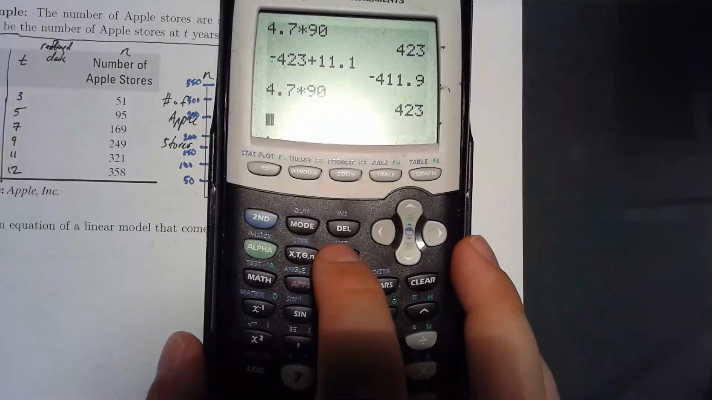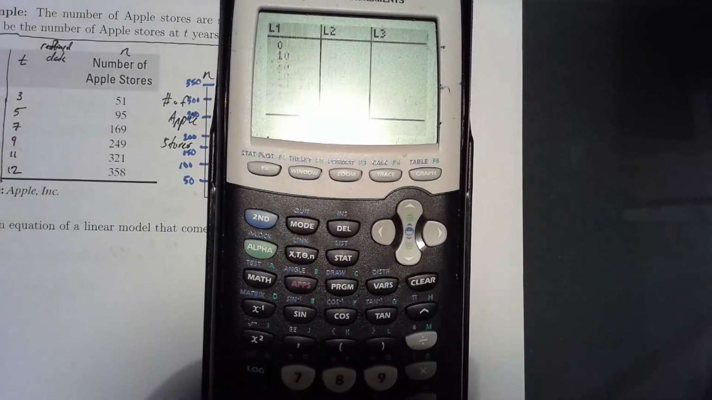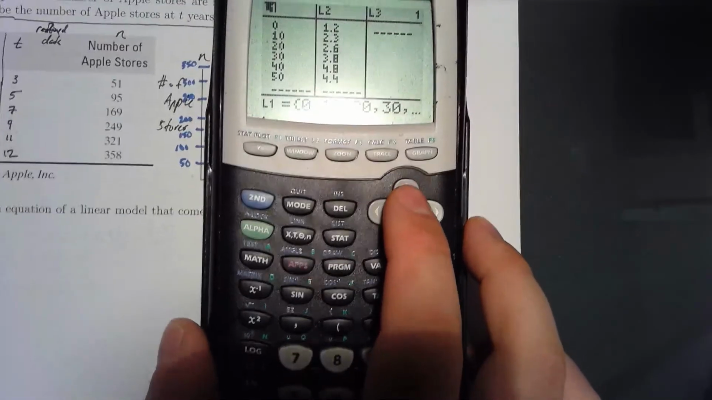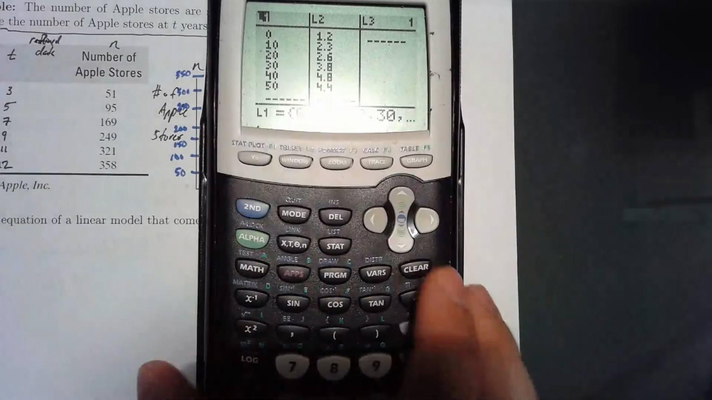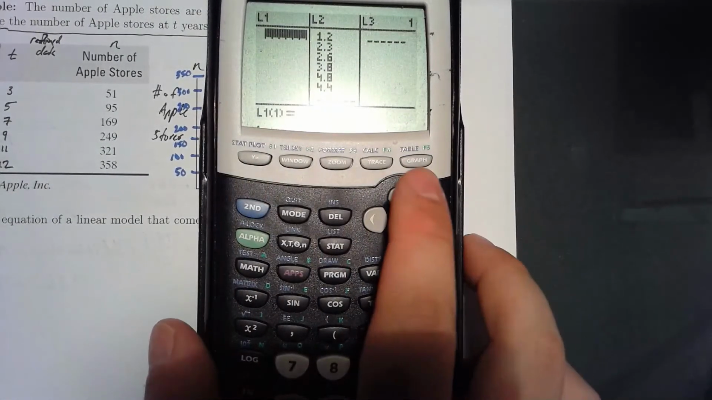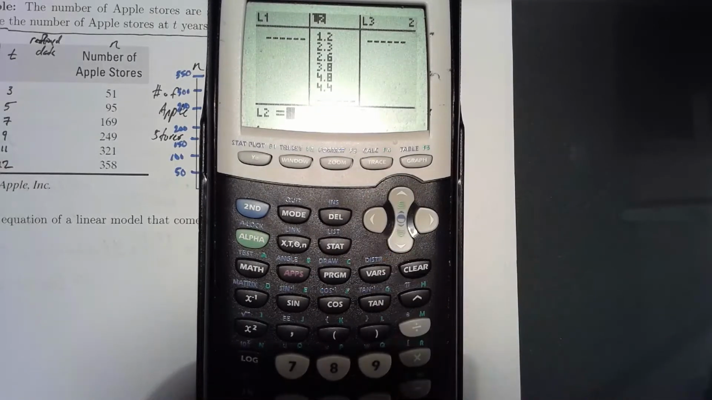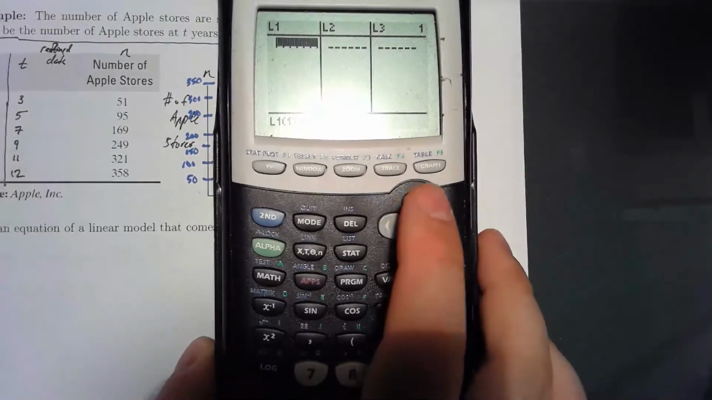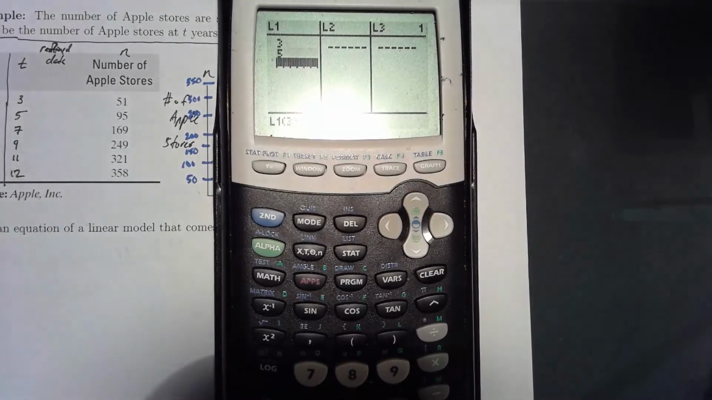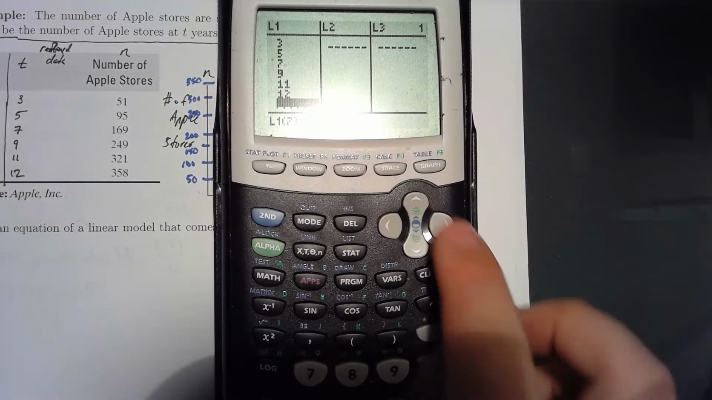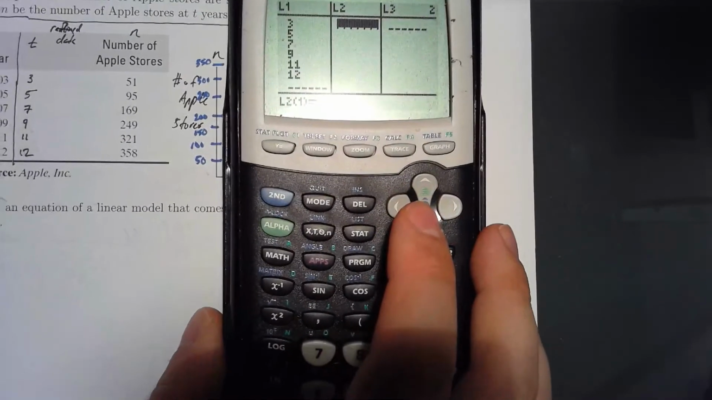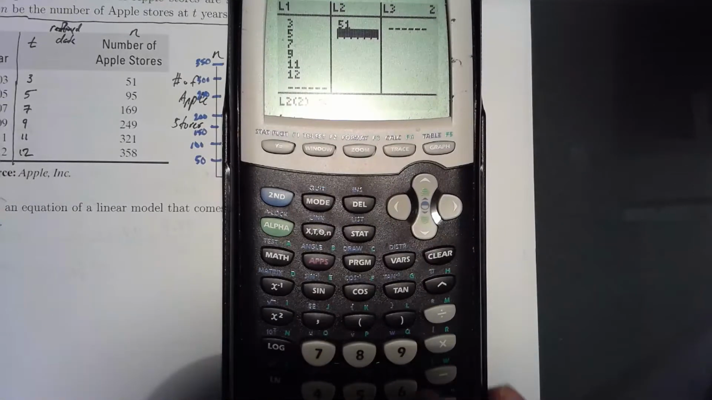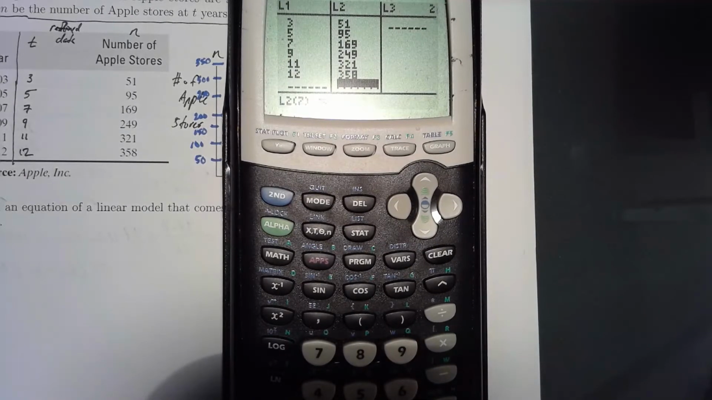So remember, to do that, you go to Stat, Edit. There's the stuff from the previous section. So just hit clear at L1 like we did. Go over to L2, hit clear and hit enter there. Now type in the data. So 3, 5, 7, 9, 11, 12. And then L2, 51, 95, 169, 249, 321, 358.